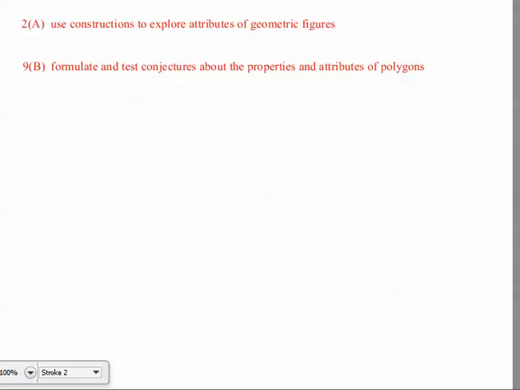Cool. Okay, what we're using is constructions to explore the attributes of geometric figures and formulating tests and testing conjectures about properties and attributes of polygons. That's what we're doing at this point, is we're trying to get those things across to you because these are the types of questions you would face if you were looking at those two topics right there.